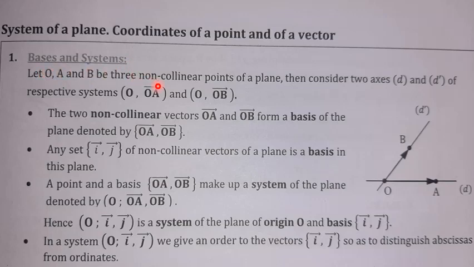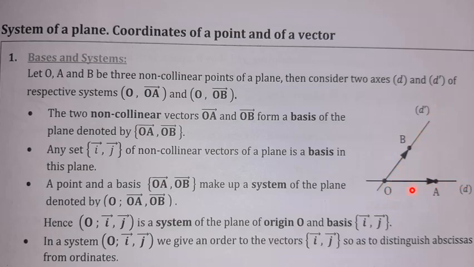So this is the notation of the system. O, which is the origin, OA unit vector, and OB also a unit vector. This form or this order, so OA is the x, or abscissa, and OB is the ordinate. Okay, so in this system, we have O as the origin, and vector I and vector J is a system of the plane of origin O and base I, J.